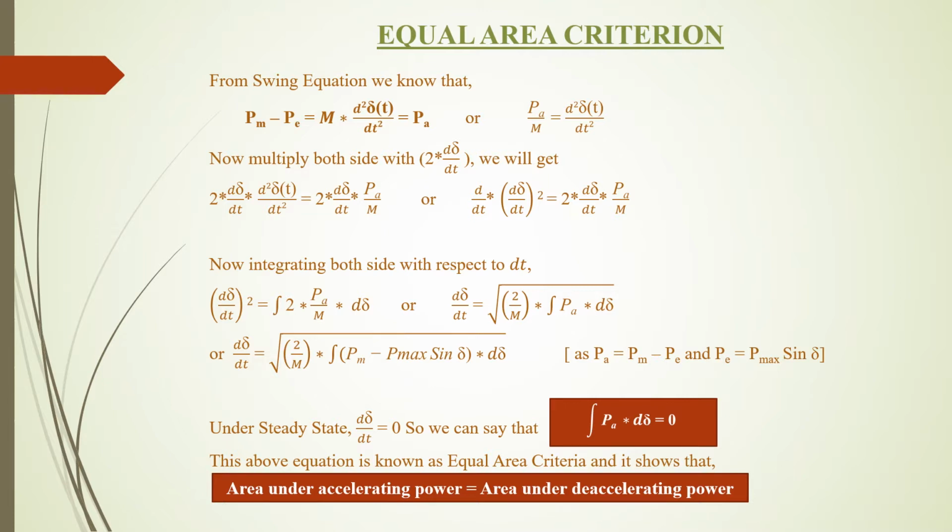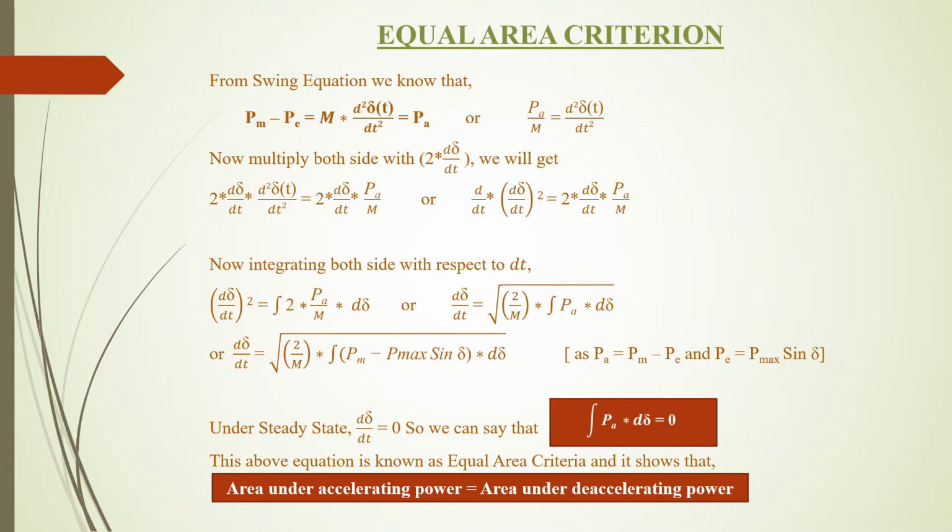From the swing equation, we know that Pm minus Pe equals Pa, or M into d2 delta by dt square. Now we multiply both sides with 2 into d delta dt, and we get d dt into d delta dt whole square, which equals 2 into d delta dt into Pa by M. Now if we integrate both sides with respect to dt, then we will get d delta dt equals root under 2 by M into integration of Pm minus Pmax sin delta into d delta.